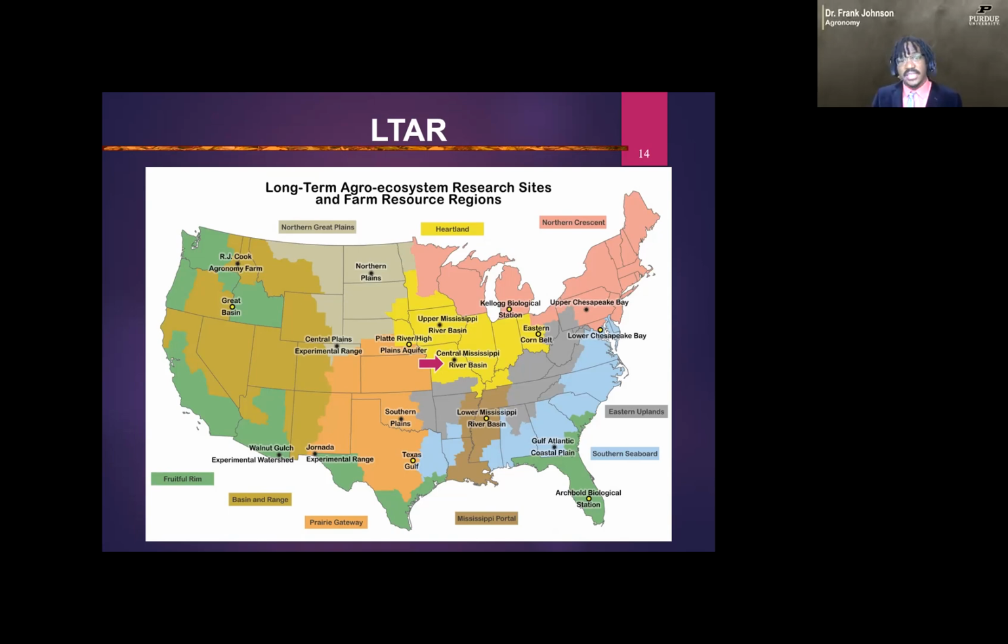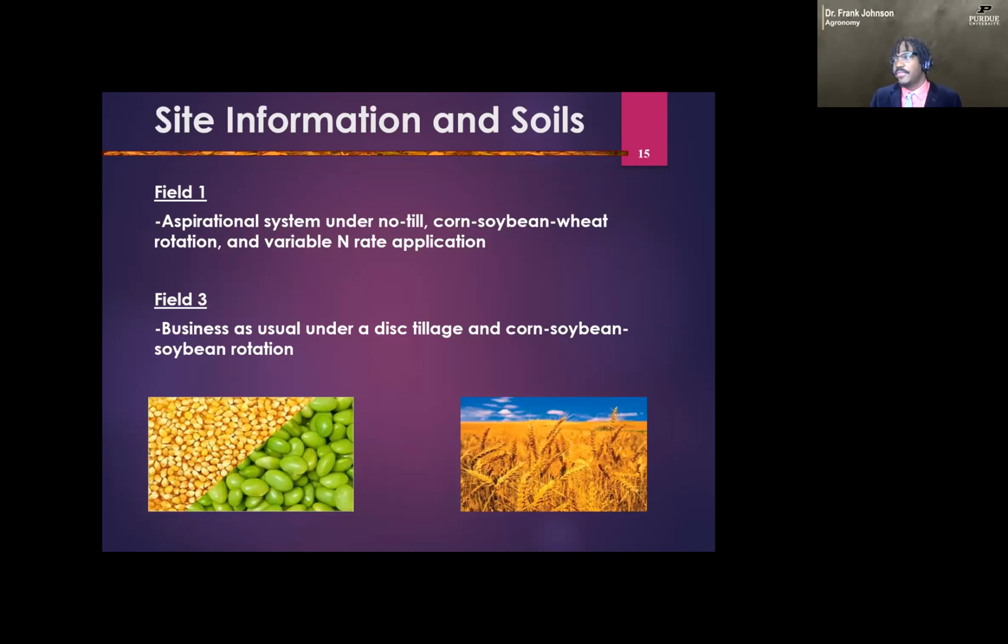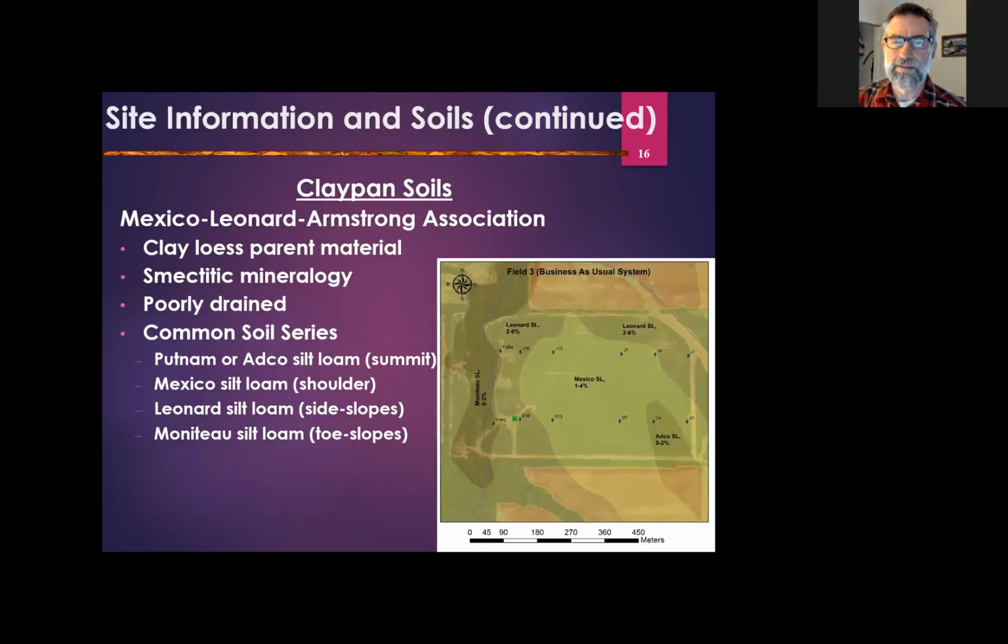And so here at this site, we have two fields. We've dubbed them Field 1 and Field 3. Field 1 is our aspirational system under no-till, a corn, soybean, wheat rotation, and a variable nitrogen rate application. And our Field 3 is what we've dubbed as our business as usual system, which is under a disc tillage and a corn, soybean, soybean rotation. And in both of these fields, we have Claypan soils with a Mexico Leonard Armstrong association.